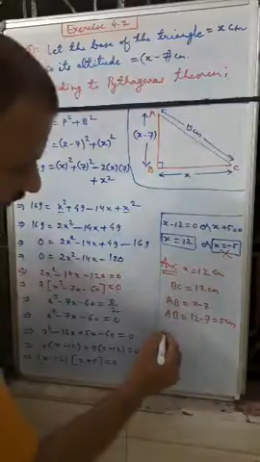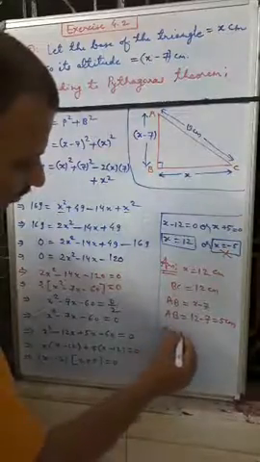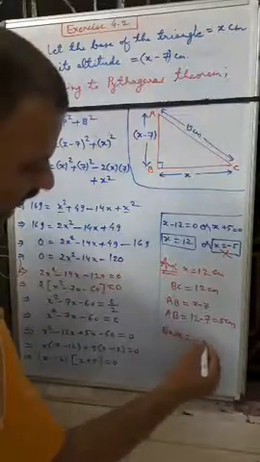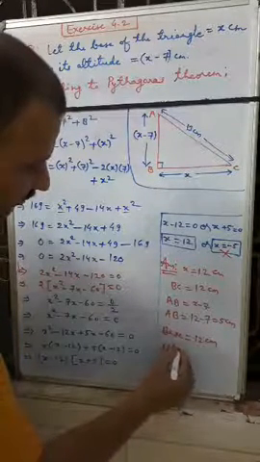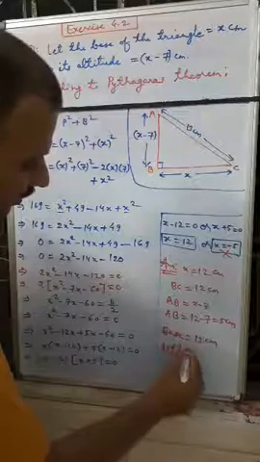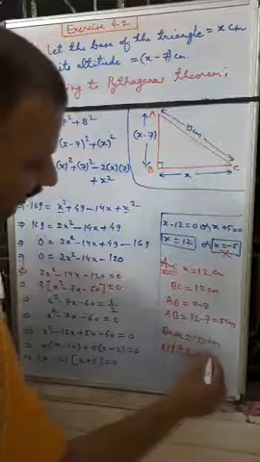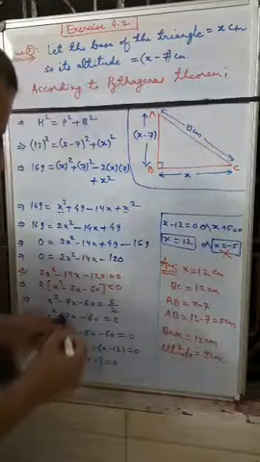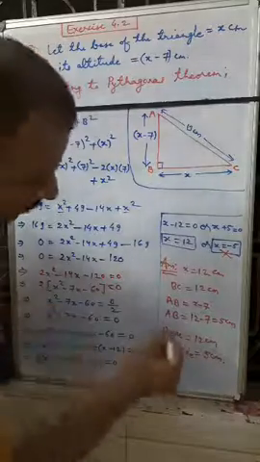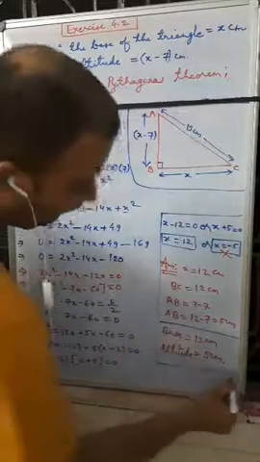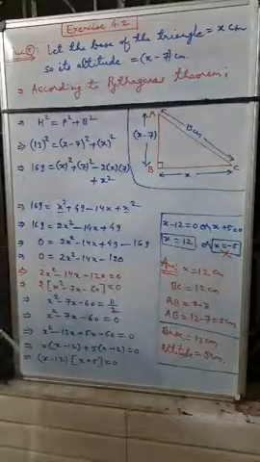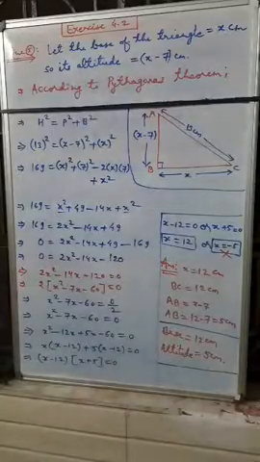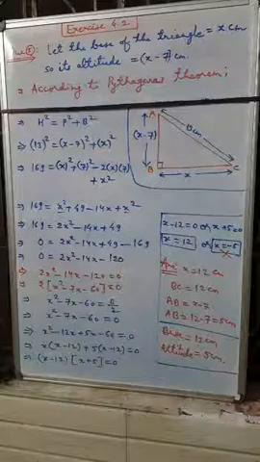So the answer is, base is equal to how much? 12 centimeter, and altitude is equal to 5 centimeter. So this is the solution of question number 5 of exercise 4.2. It is very important, you must solve this question properly.